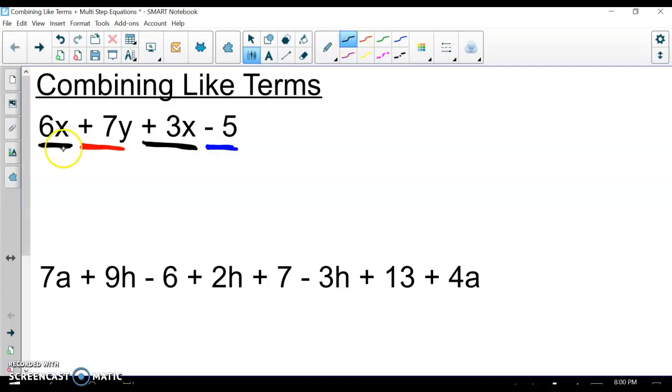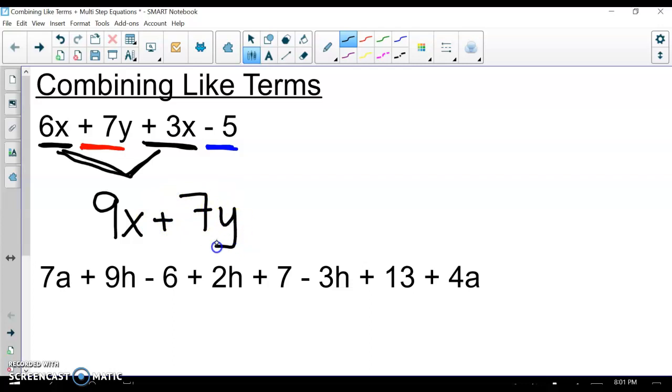So then we need to combine our like terms, which gives us 6x plus 3x. So if I have 6 x's and I had 3 more x's, I'm left with 9x plus 7y. Notice I took the plus sign that's in front of the 7y. And then again, here there's a subtraction sign, so then we bring that with minus 5.